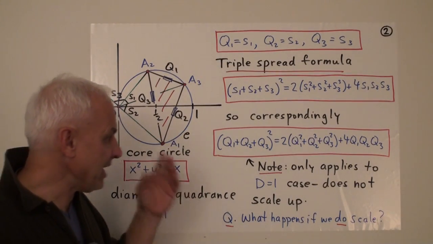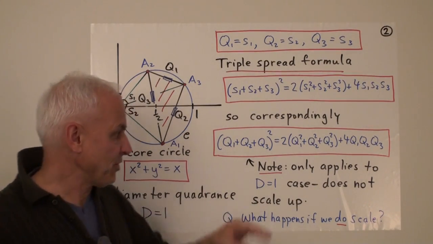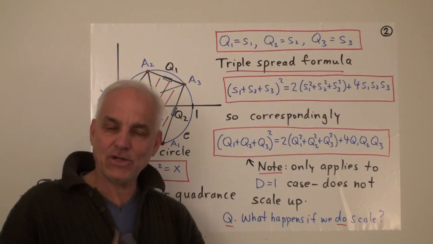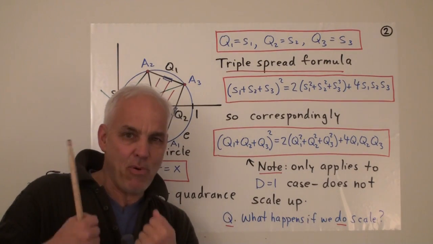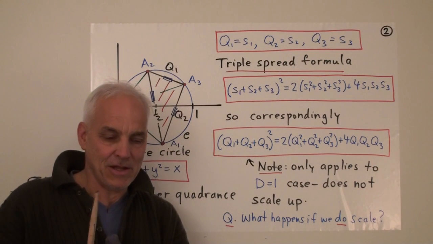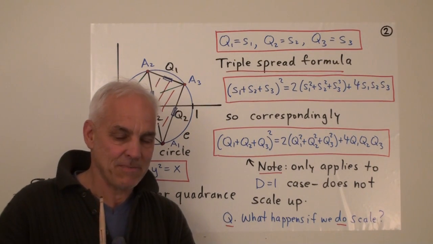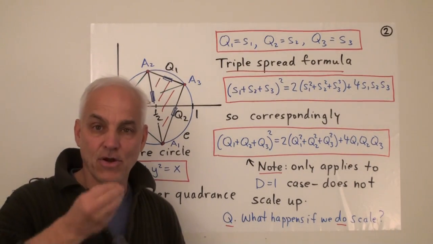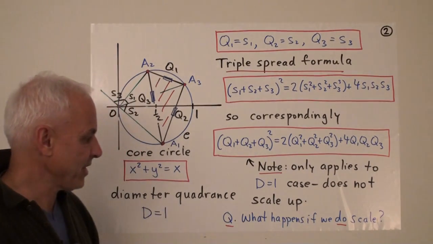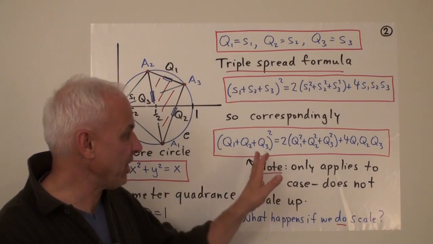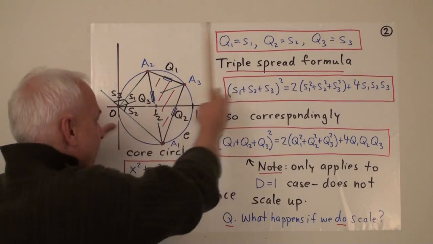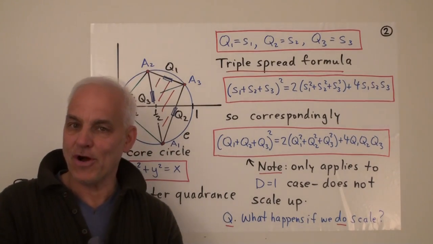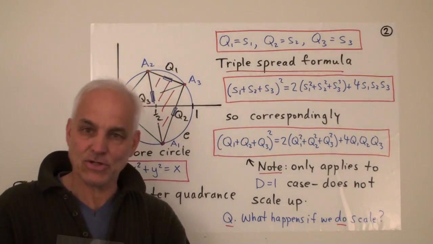That turns out to be an interesting phenomenon. So the fact that these two terms are quadratic and this one is cubic actually ends up playing a very important role in a lot of different areas in mathematics. In particular, it gives us a rational handle on curvature. So we're going to ask the question, what happens if we do scale things? What happens to this relationship between the three quadrances of our triangle contained in our circle?